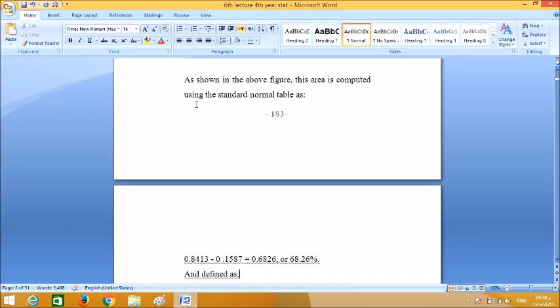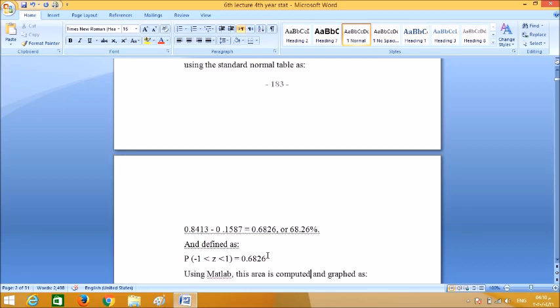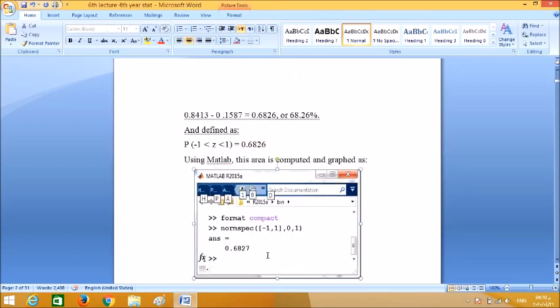So, as shown in the above figure, this area is computed using the standard normal table, which equals 0.84 minus 0.158, equal to 0.6826. And it is defined as the probability of Z larger than -1 and less than 1.